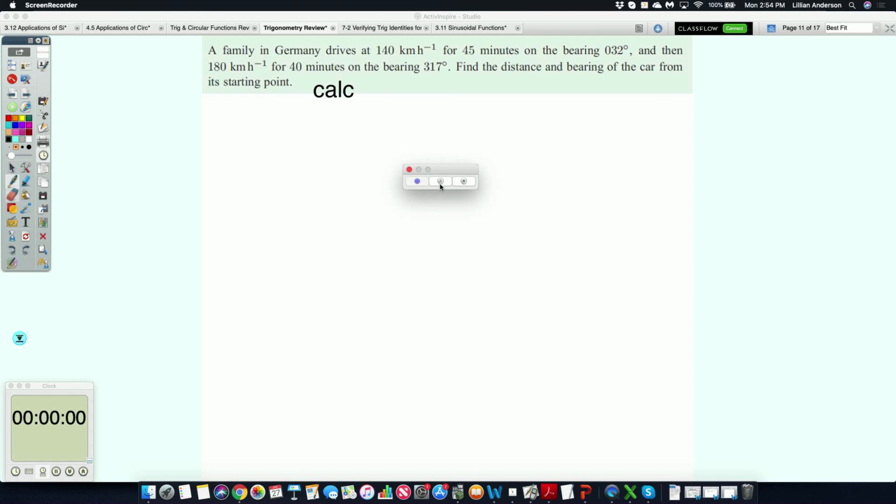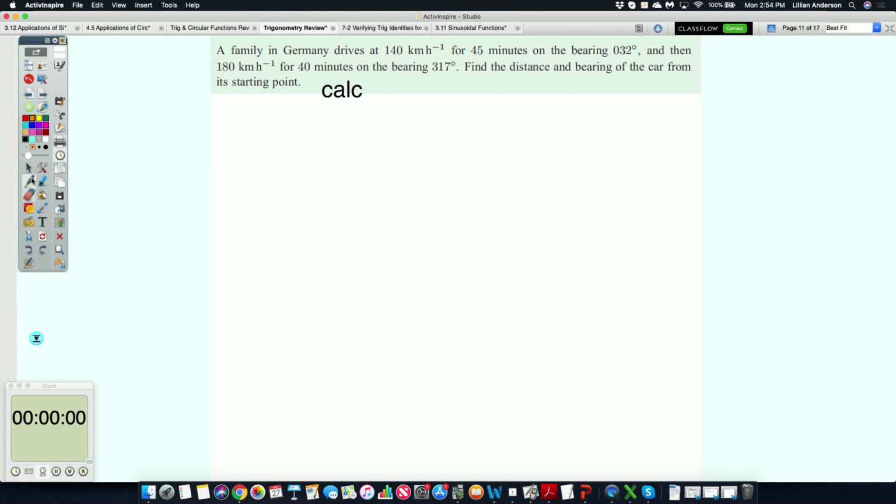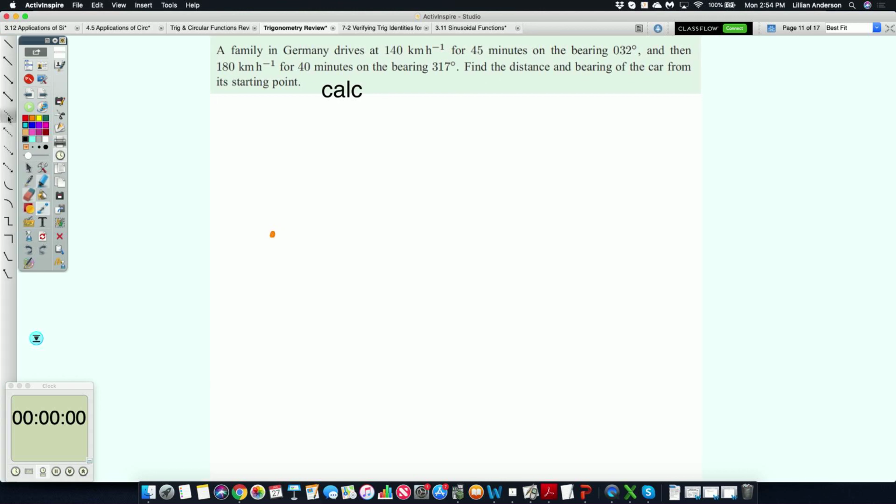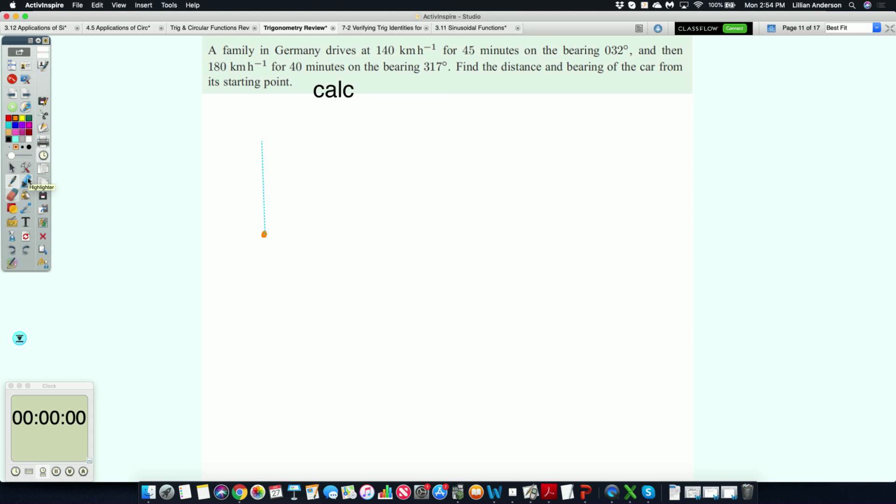So remember when I talked about bearings, you're starting from a particular point, okay? And then you'll be heading in the north direction from that point, going which way? East, which is to the right. So it's heading clockwise? Yes, clockwise. We have a 32 degree bearing. Remember, it's a three-figure bearing, so you need a zero placeholder if it's less than 100.